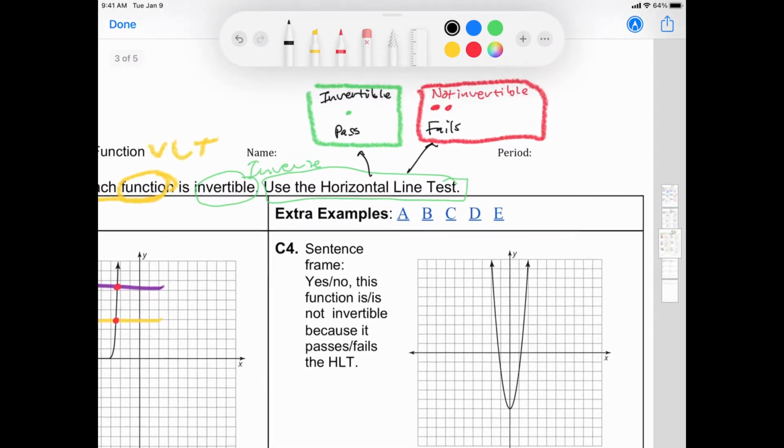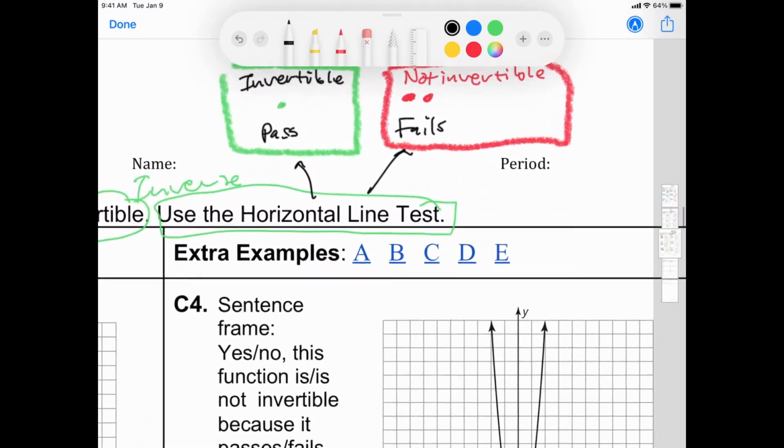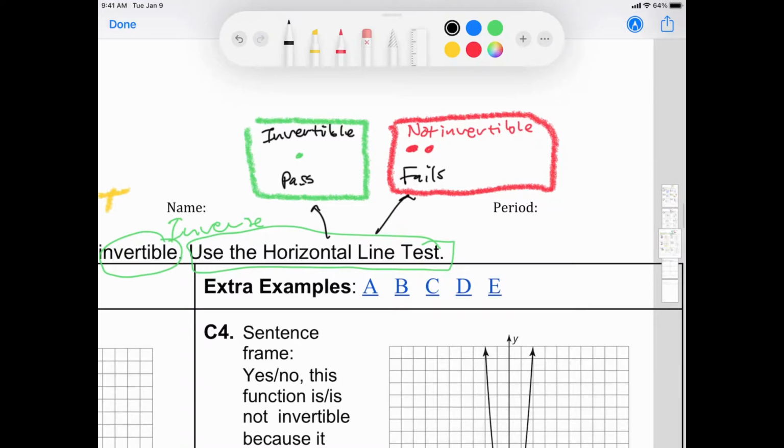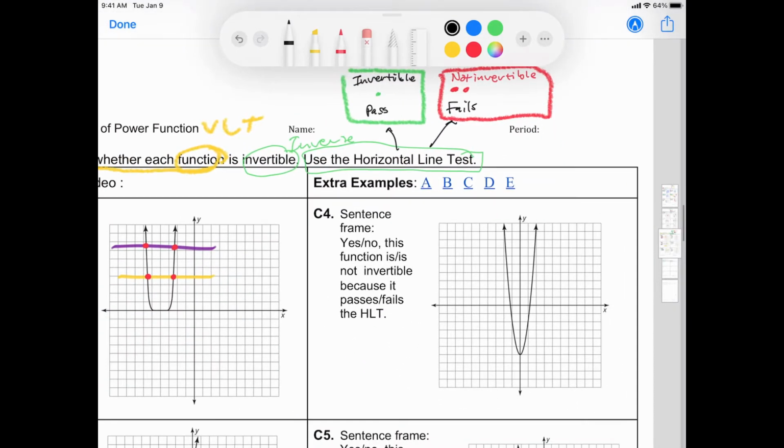All right, C4, we have to look at this function and see if we can take the inverse. To use the horizontal line test, you could put your pen or pencil down on the screen or on top of the graph and see how many times that it intersects. If you see 1 dot, it passes, but if you have 2 dots, it fails. You can put them anywhere you want. These are horizontal lines.